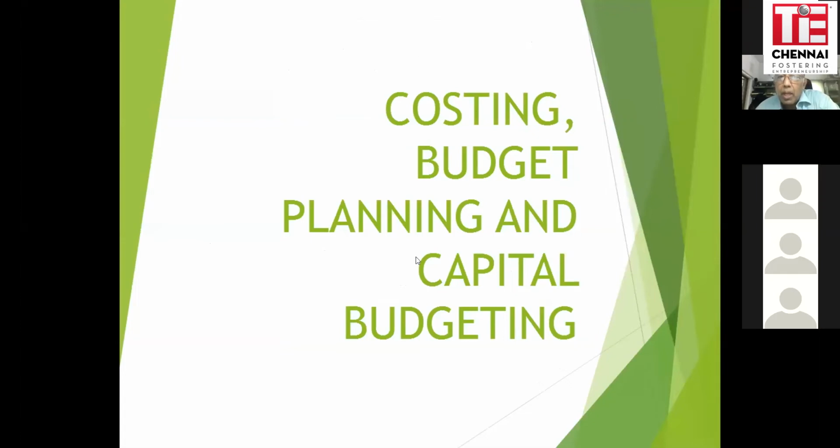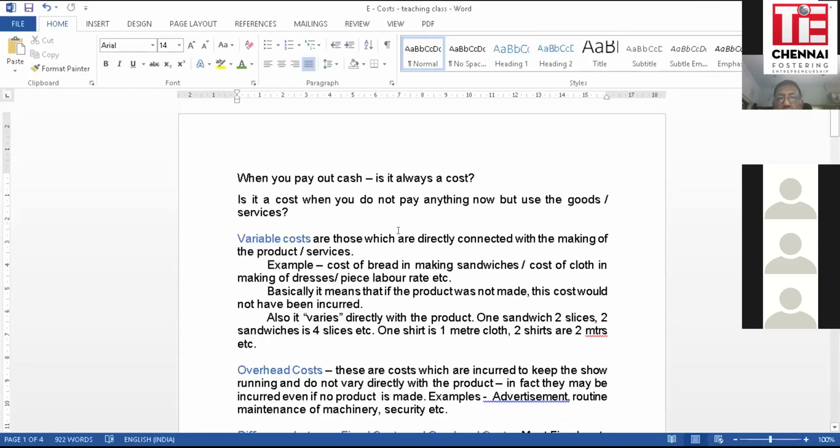One minute. Cost budgeting. Fundamentally, I want to ask you one question. Every time that you pay something, is it a cost? Let me start with this question. When you pay out cash, is it always a cost? We always associate cost with paying out cash. And the answer to it is, when you pay out cash, it is not always a cost. You pay out cash to repay your loan, you pay out cash to pay dividends. These are not costs. Now, on the contrary, almost all the others are costs. I just gave you two examples.